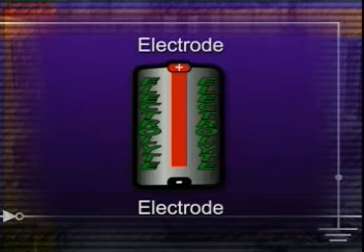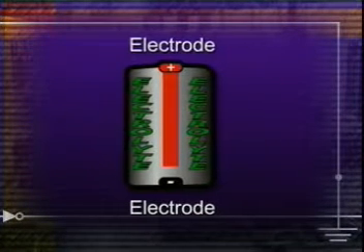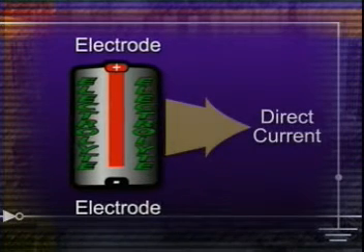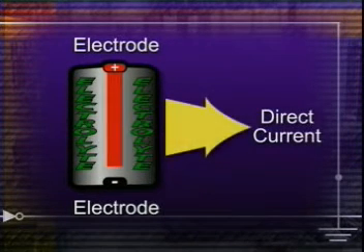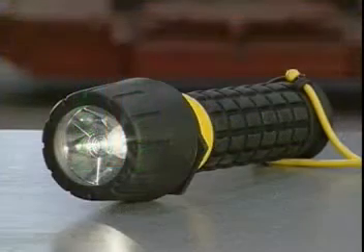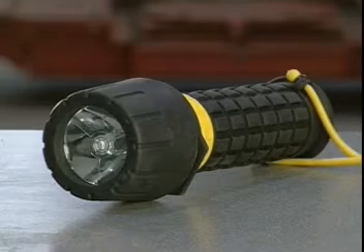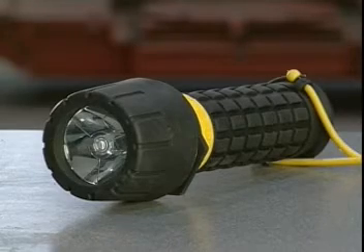A chemical reaction between the electrodes and the electrolyte slowly eats away at the electrodes, producing a direct current as a result of the chemical reaction. When the electrode is almost completely consumed, the reaction stops. No more current is produced, and the battery is dead.